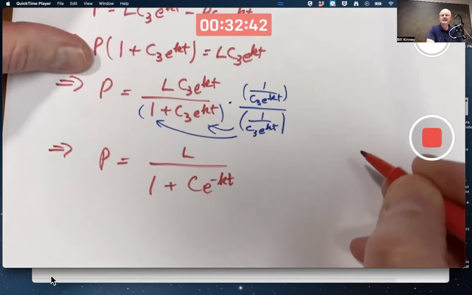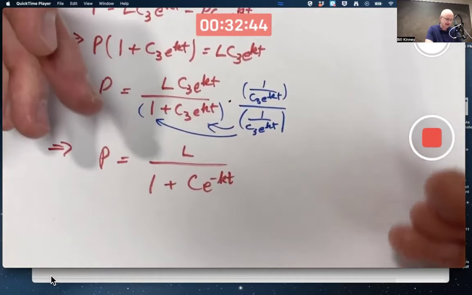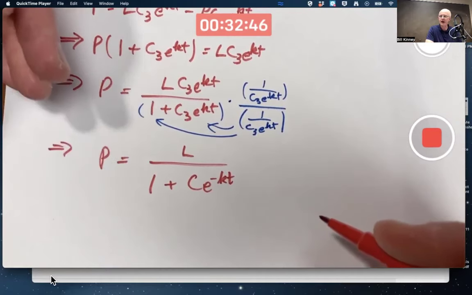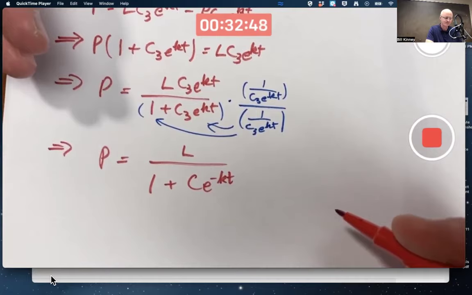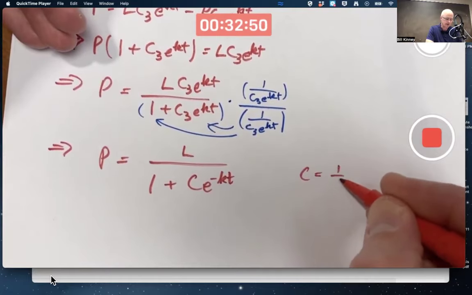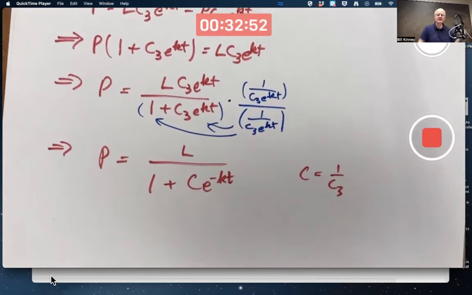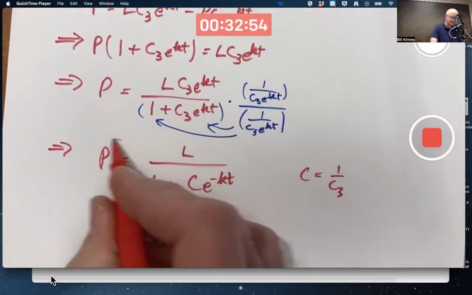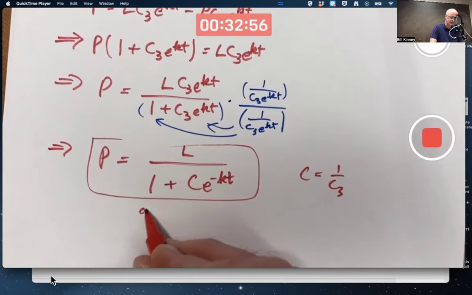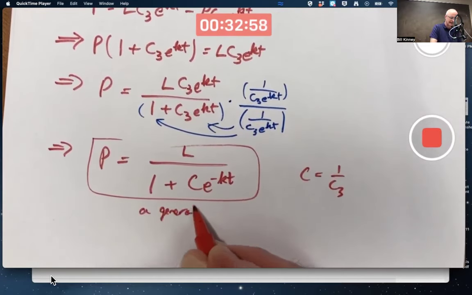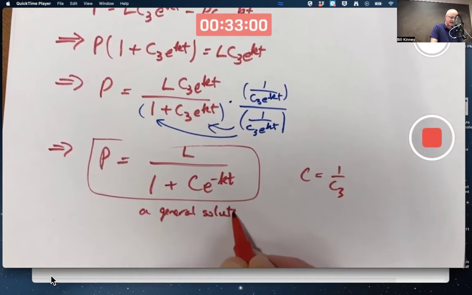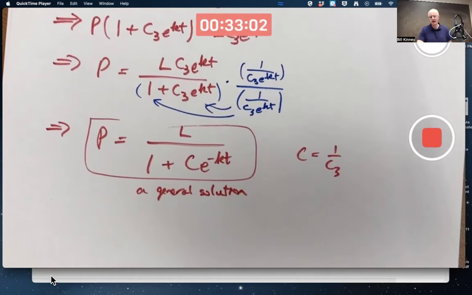So the benefit of this is you have a constant up top. I guess that's kind of nice. And you only have e to a power appearing in just one spot. Effectively, the C is 1 over C3. However, there's still kind of a defect with this. This is a general solution. It's not the most ideal general solution, though it's probably the way most people write it.